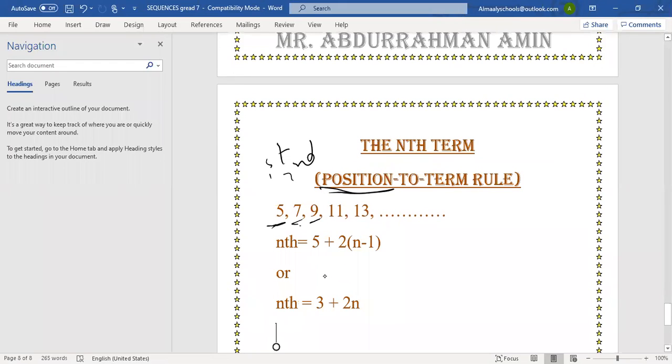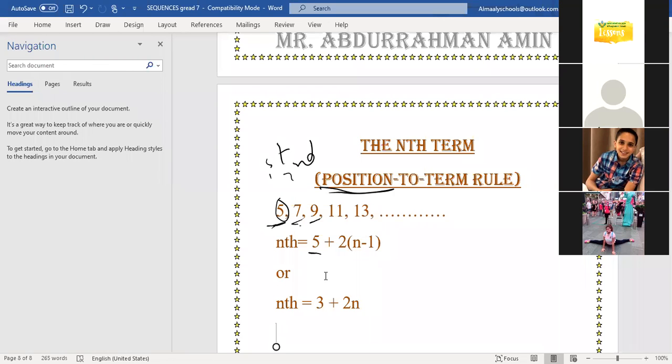We have two methods to find the nth term. The first method, listen please carefully, this is a very important part, is to take the first term. The first term here is 5. So take 5, and find the constant difference. The constant difference here is 2. So write 2, and then multiply the constant difference by a bracket, n minus 1.